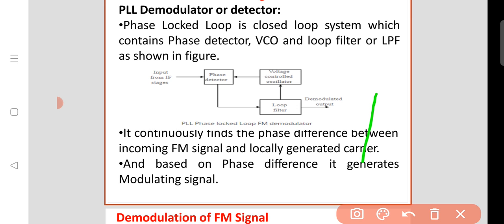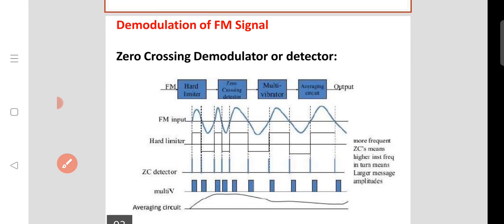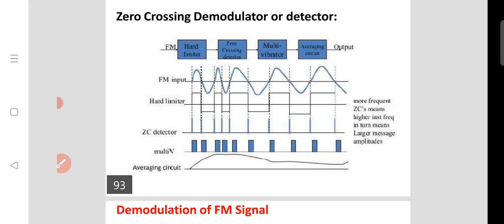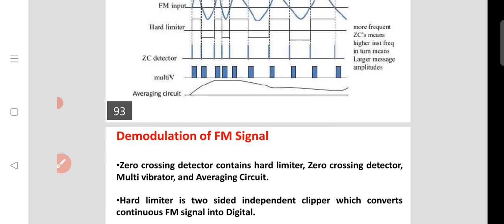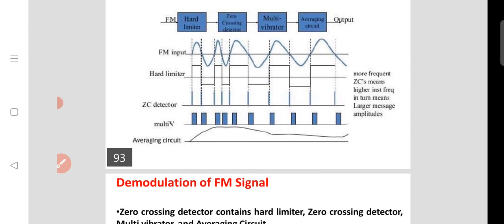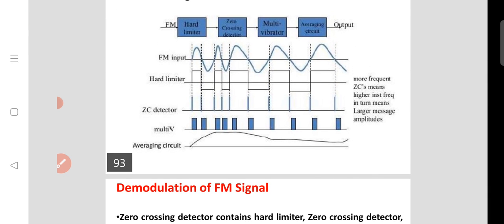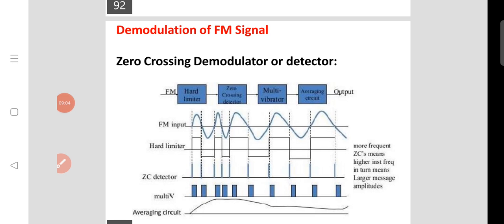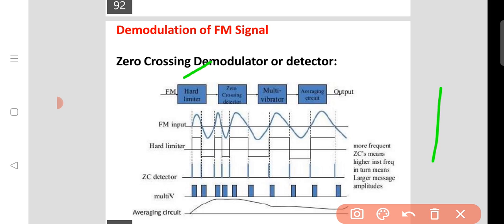Okay, next, another FM detection technique is the zero crossing detector, or zero crossing demodulator. Okay, this is the block diagram. The block diagram, you just observe. The zero crossing detector consists of 4 blocks: hard limiter, zero crossing detector, multivibrator, and averaging circuit.